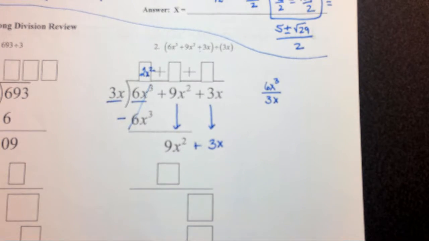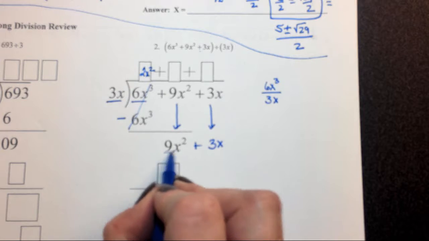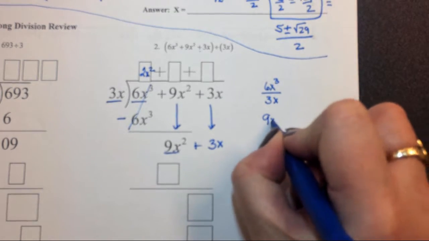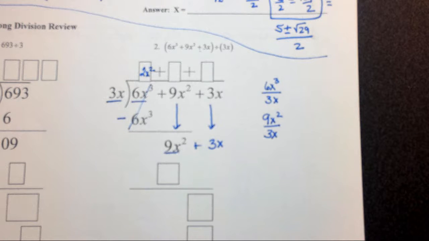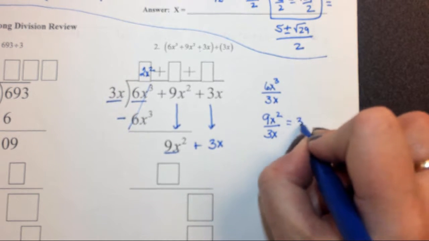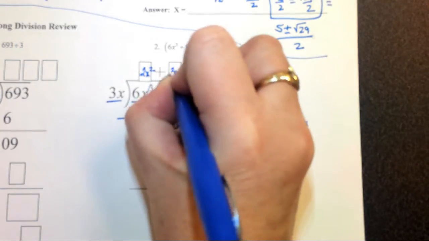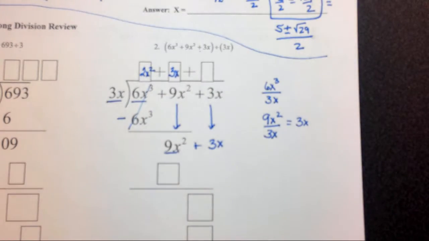You keep going until you cannot take 3x and divide it into the first term evenly. You always work with the first term. So I need to now take 9x squared and divide it by 3x. So what is 9x squared divided by 3x? That's going to give me 3x. So I add 3x at the top. And I repeat the process again.